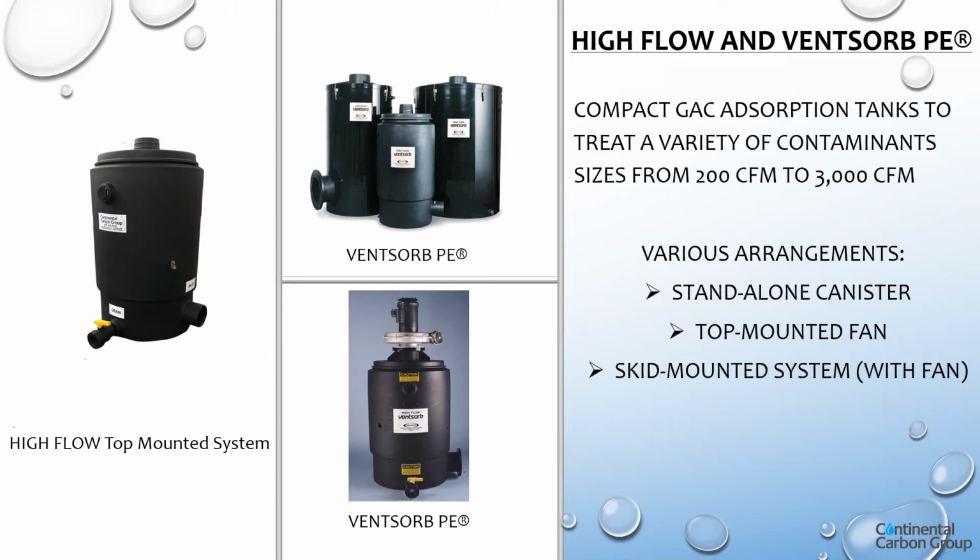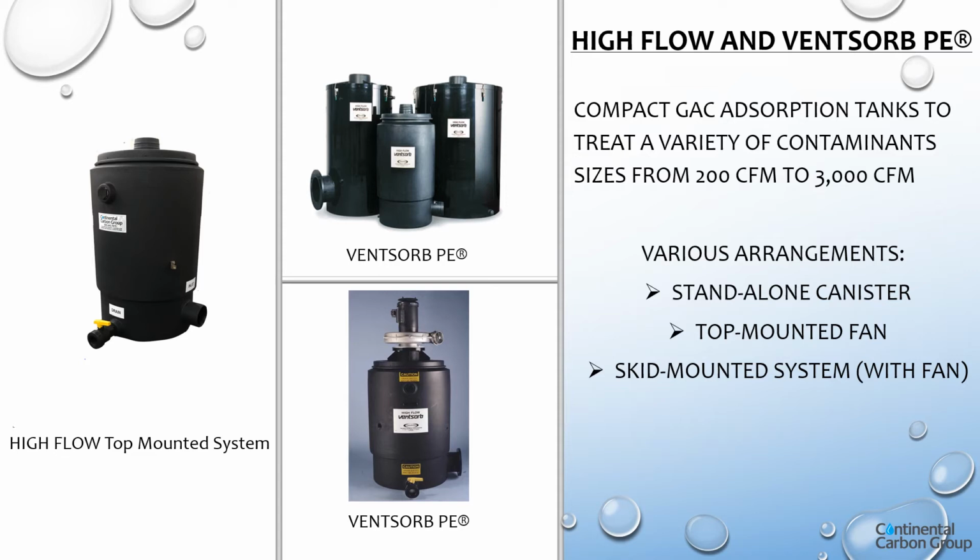In terms of compact systems, for small flow rates ranging from 200 CFM to 3000 CFM, we offer Hi-Flow and Wensor PE systems. Typically, they are made out of polyethylene or polypropylene, but the material of construction can be varied to stainless steel 316 or FRP based on the requirements of the application.